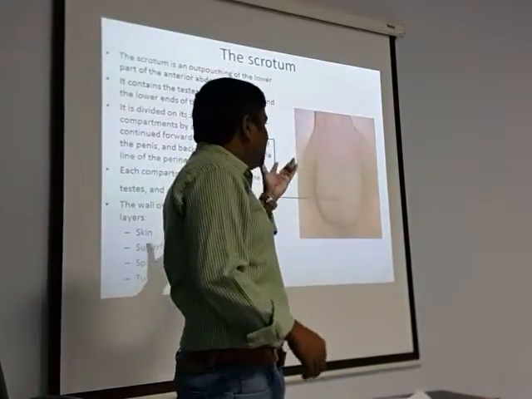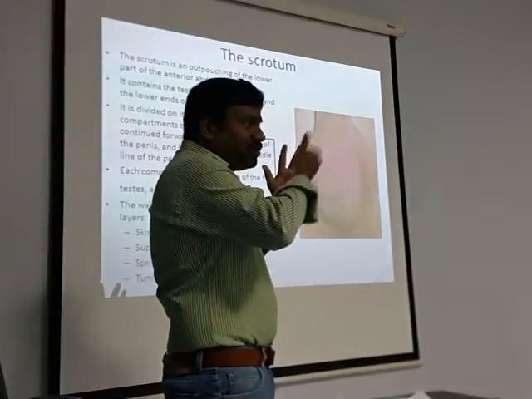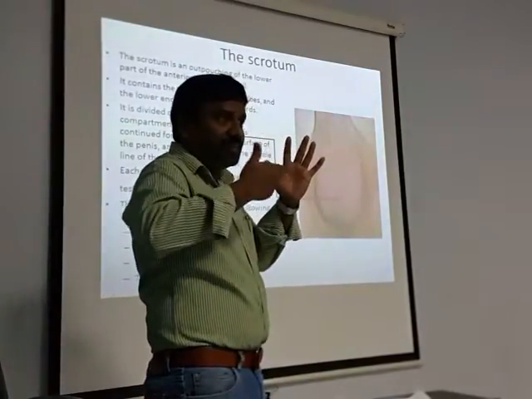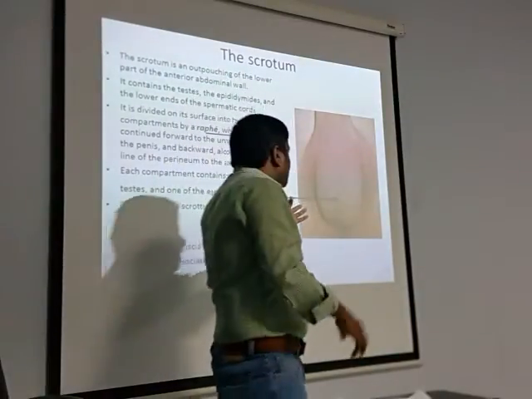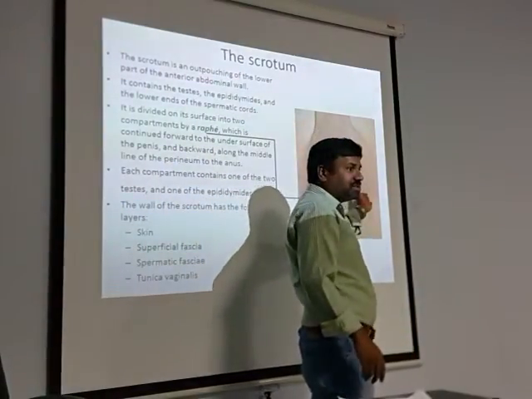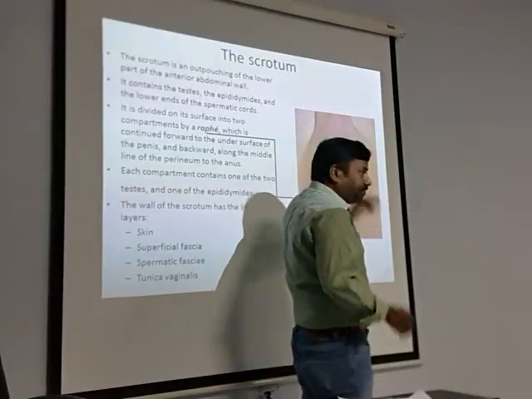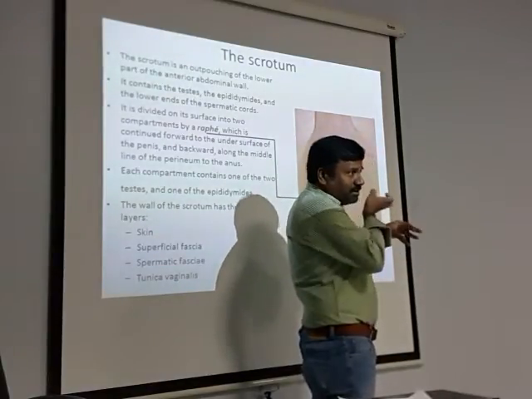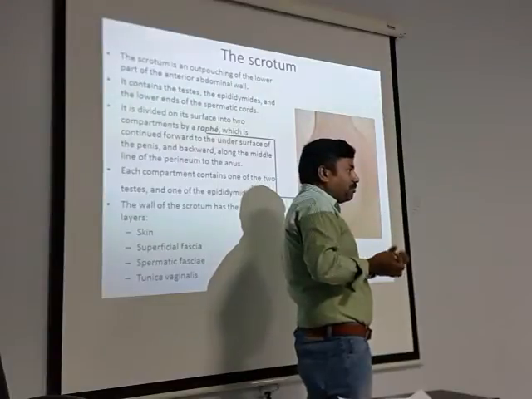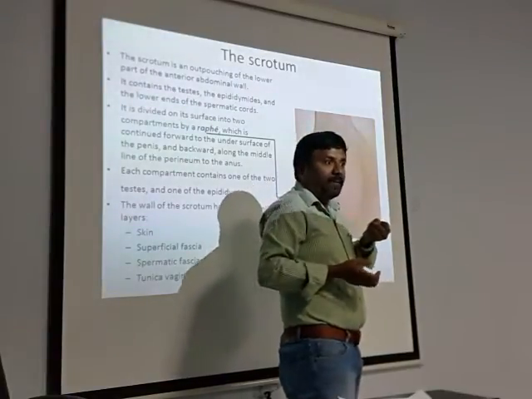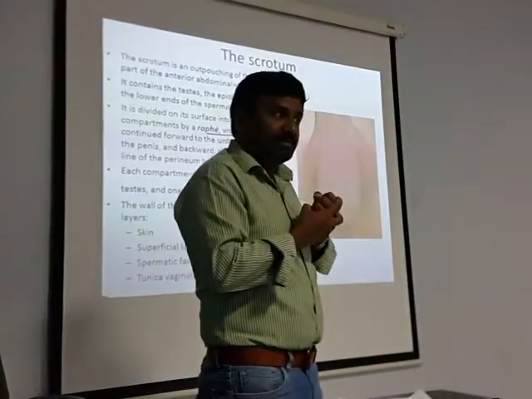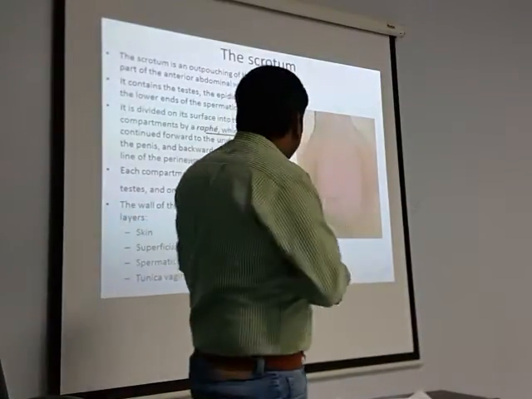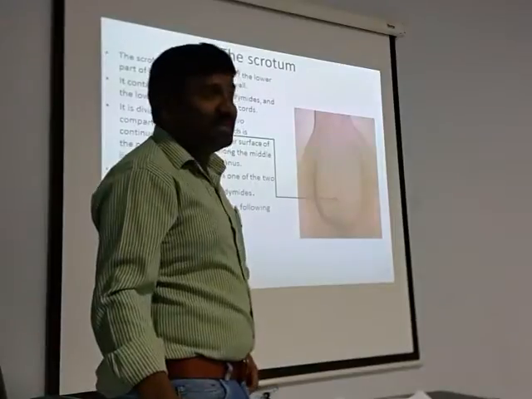Because just below the skin there is a muscle, there are creases in the skin, which allow the enlargement and the pulling up of the scrotum, to maintain the optimum temperature for the testis. Dartos is the name of the fascia, of the muscle.